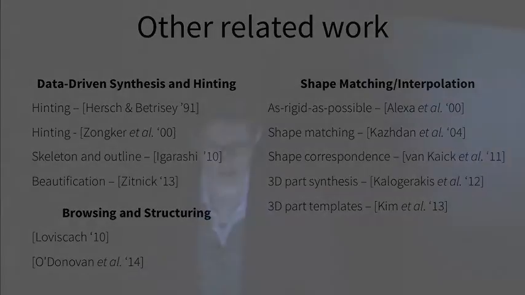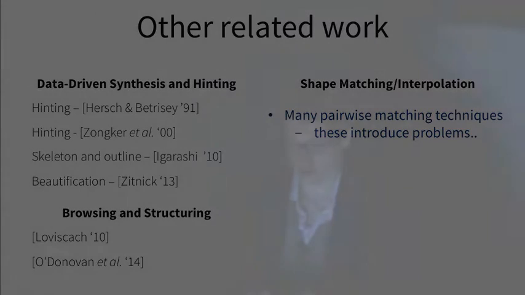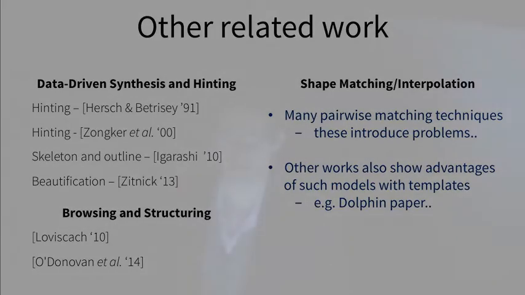The main thing I'll say about this is that a lot of work at the moment, certainly in the graphics community, is being done with pairwise matching techniques. And these introduce problems when you're trying to build such generative models. The other subtext to this, on the next slide, is that the representation you choose and how you choose to do the matching is very important. There are also other works that fit shapes with templates, like the dolphin paper. Having such models allows you to do lots of useful things.